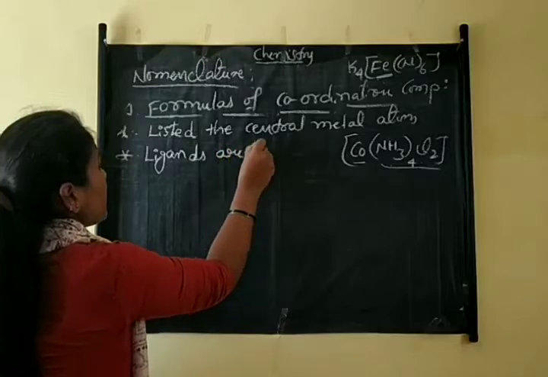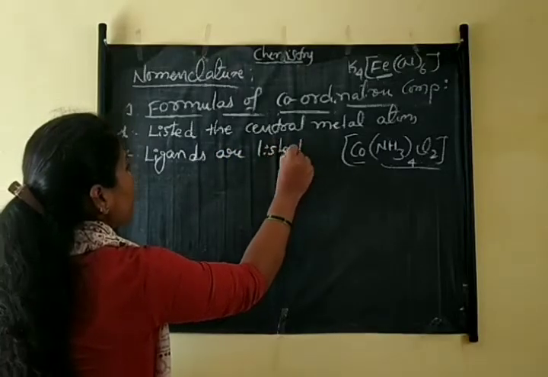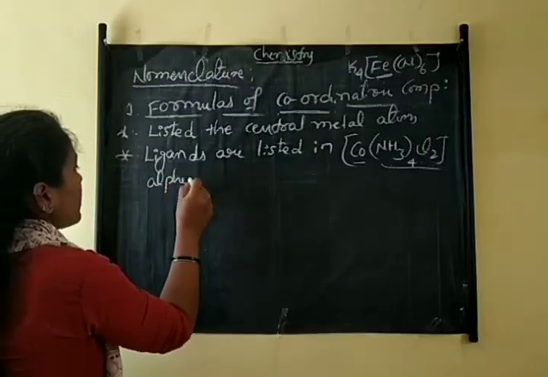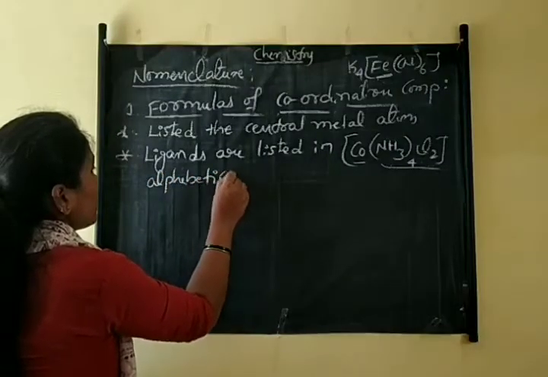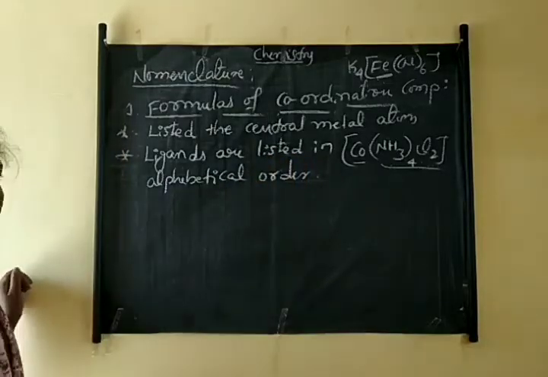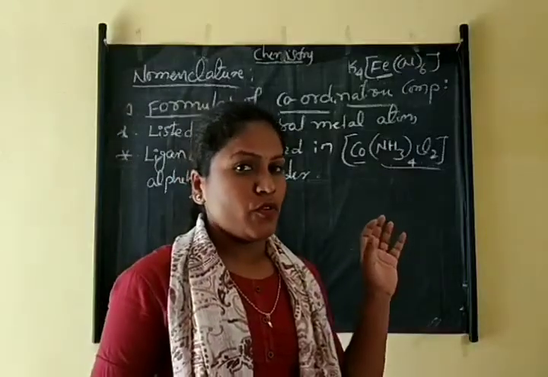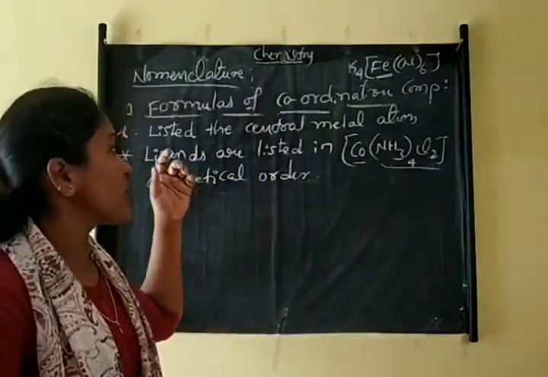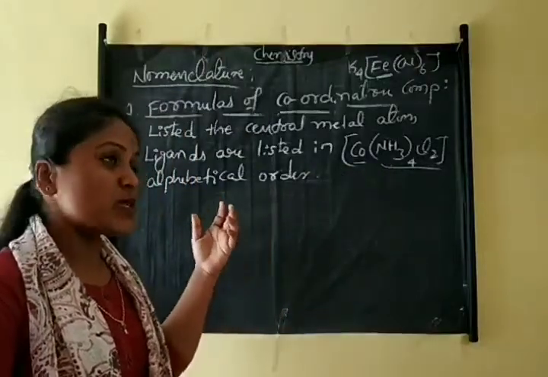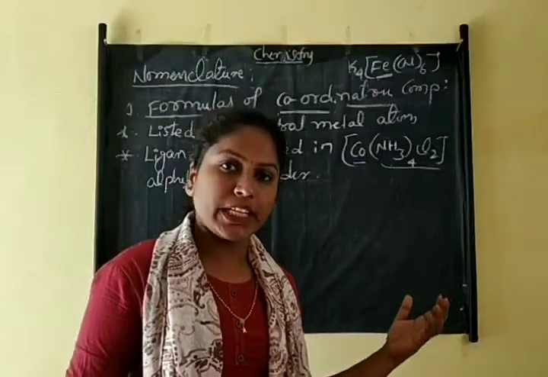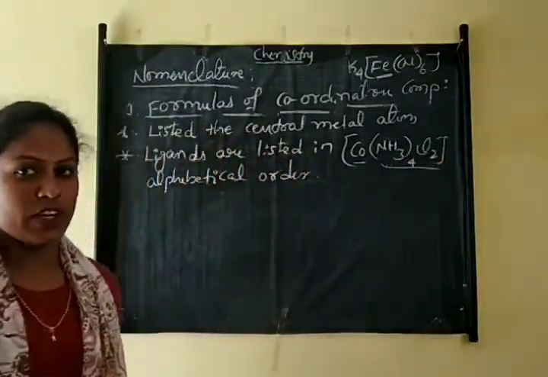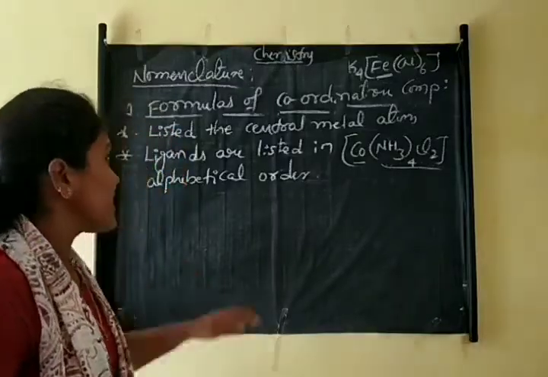Ligands are listed in alphabetical order. That is the second rule. So the first rule is to find out which one is the central metal atom, and next the ligands are listed, in alphabetical order. Whichever comes first alphabetically, we consider first. That is the second rule.